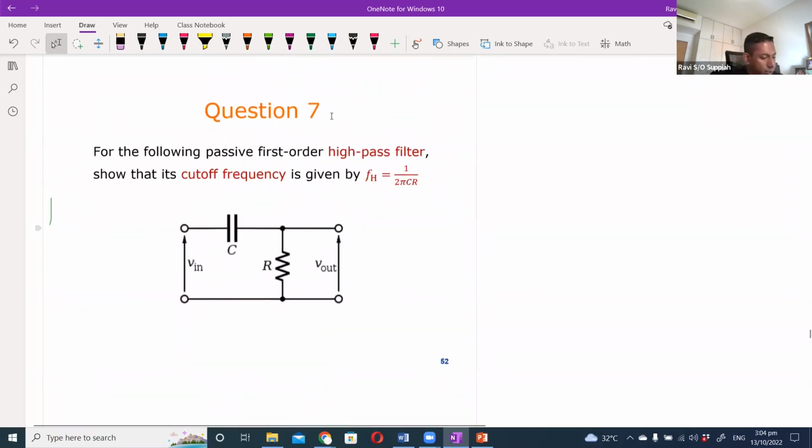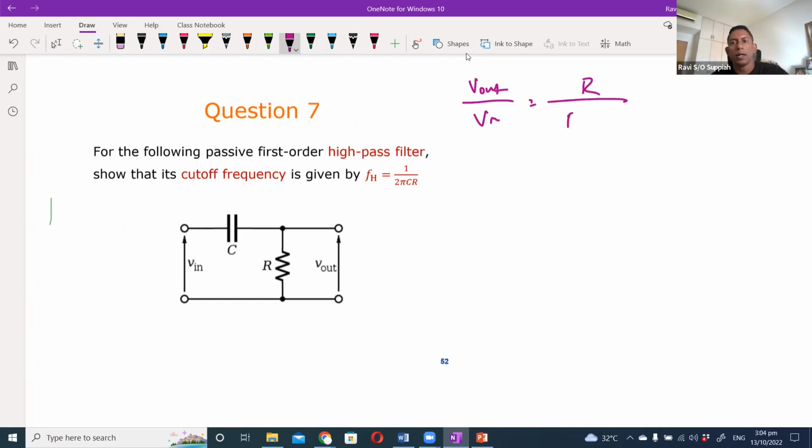Let's look at the other type, which is the high pass filter, and show that the cutoff frequency is actually the same formula. Just now for low pass filter, we said the cutoff frequency is 1 over 2 pi RC. Now we're going to show that the high pass filter also has the same cutoff frequency. So how do we do this? If we come up with the same expression, V out over V in is R over R plus XC. XC is 1 over j omega C.